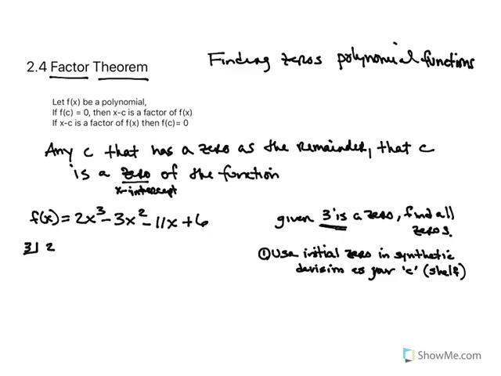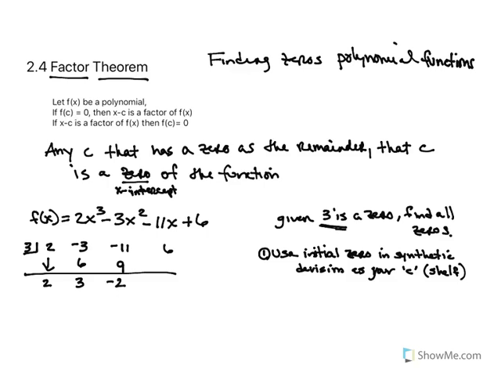So my top row: 2, -3, -11, 6. So 2 comes straight down. 2 times 3 is 6. -3 plus 6 is 3. 3 times 3 is 9. -11 plus 9.